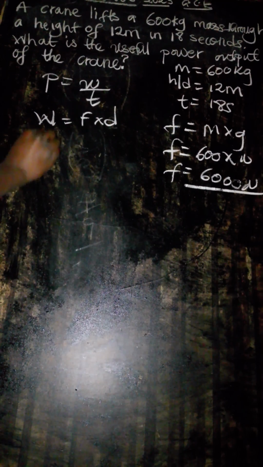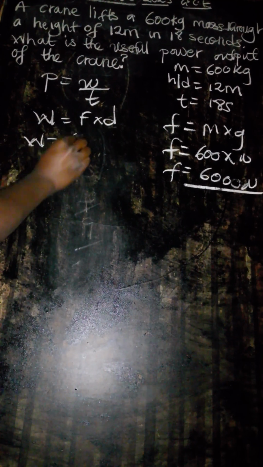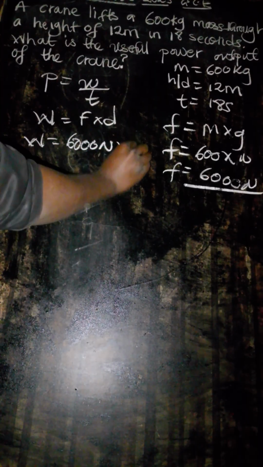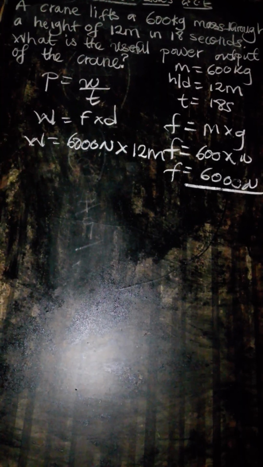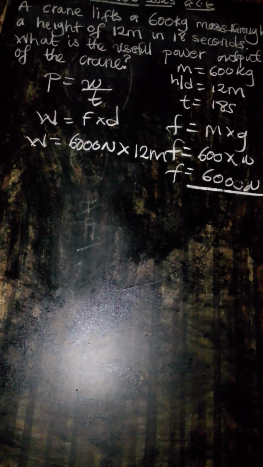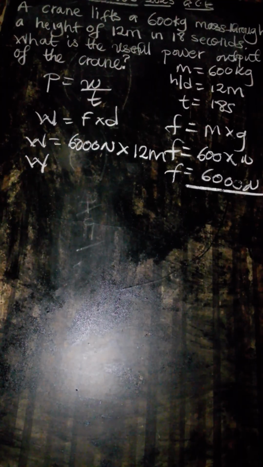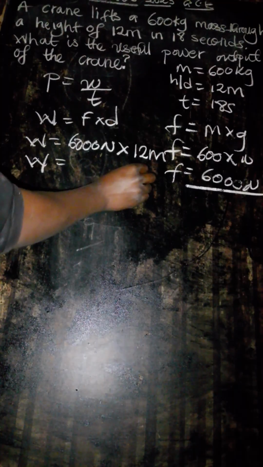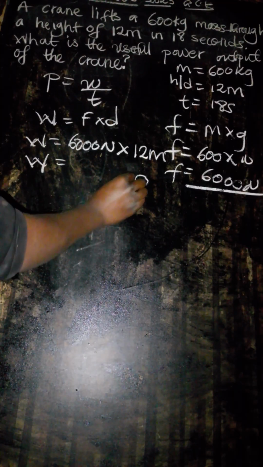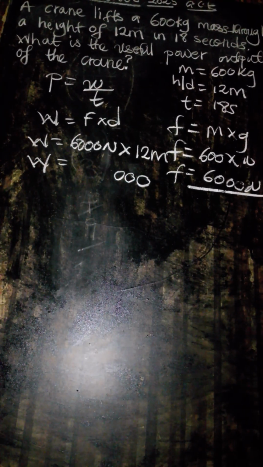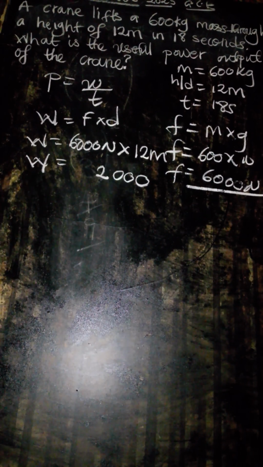I'll say work equals force, which is 6,000 newtons, times our distance, which is 12 meters. We can now calculate. Mary, can you calculate for me on a calculator? So what is our work? Yes, Mary. So our work, we have 0, 0, 0. So now we are multiplying 6,000 times 12.